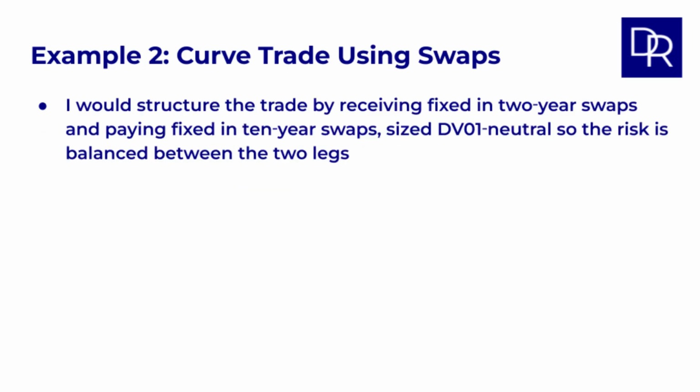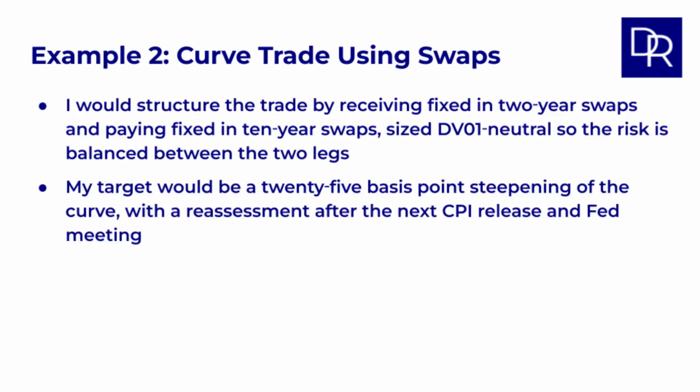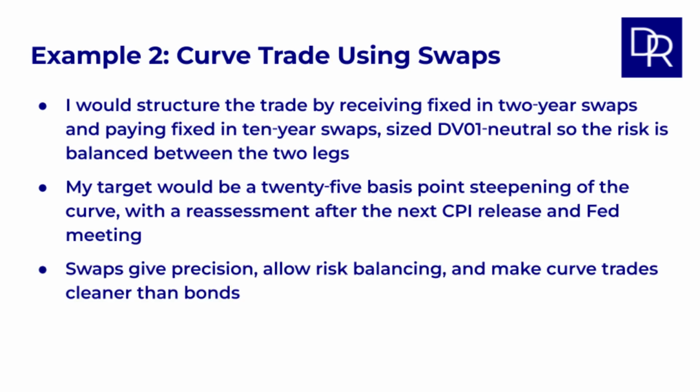I would structure the trade by receiving fixed in 2-year swaps and paying fixed in 10-year swaps. Sized DV01 neutral, so the risk is balanced between the two legs. My target would be a 25 basis point steepening of the curve, with a reassessment after the next CPI release and Fed meeting. Swaps give precision, allow risk balancing, and make curve trades cleaner than bonds.